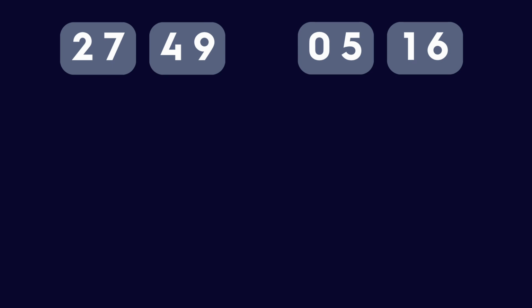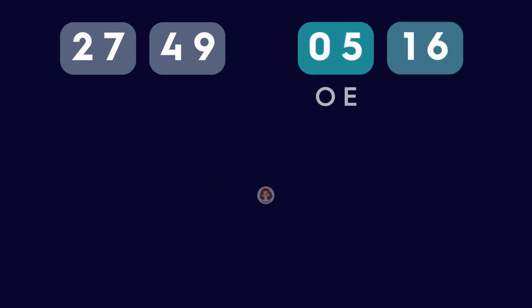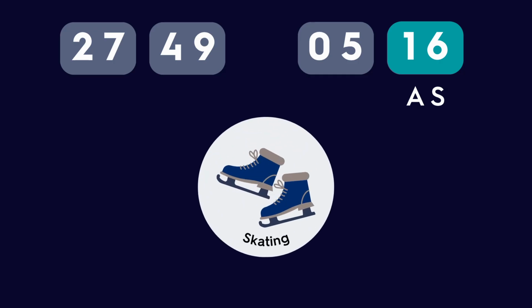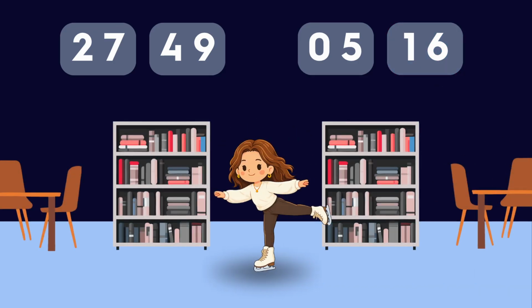For the second chunk, 05 becomes OE. Choose a person who fits those initials, like Olivia Evans. Then 16 becomes AS, with an action like skating. Picture your OE person skating through a library.